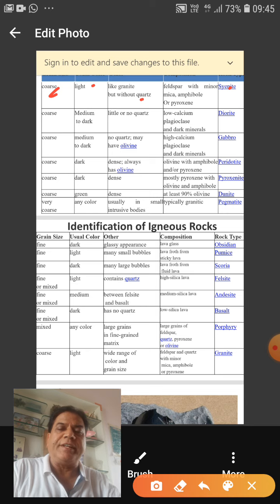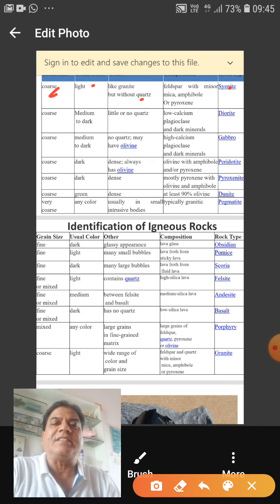In my next video, we'll try to describe, or you can try to identify, the rocks in thin section.